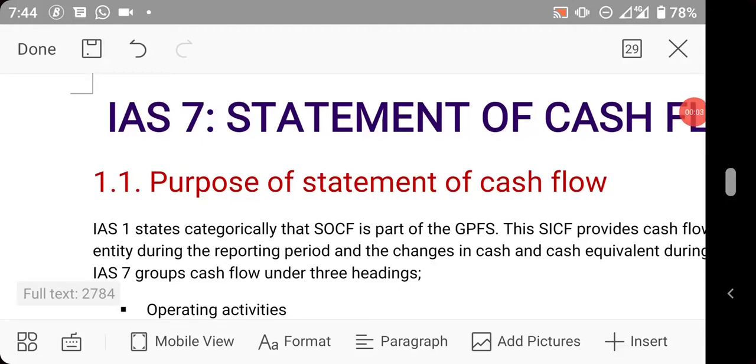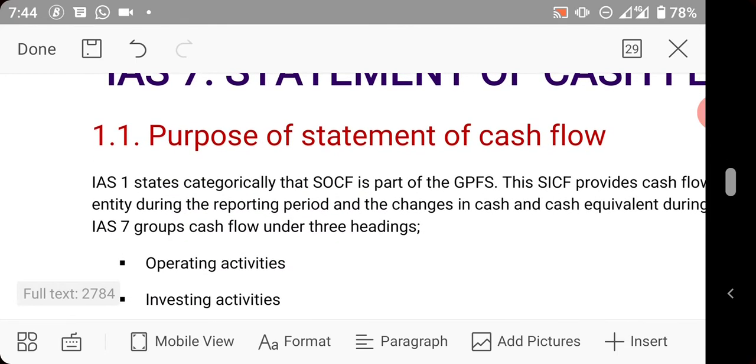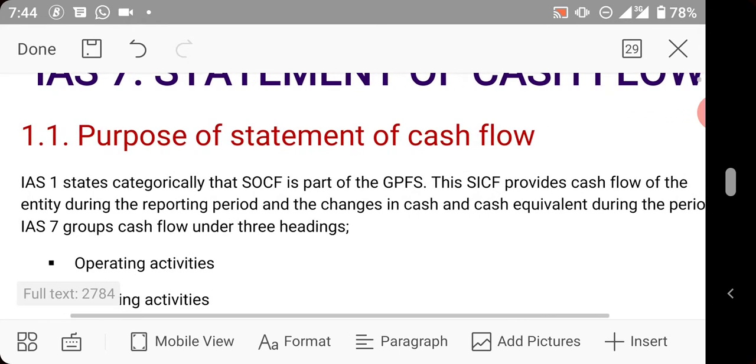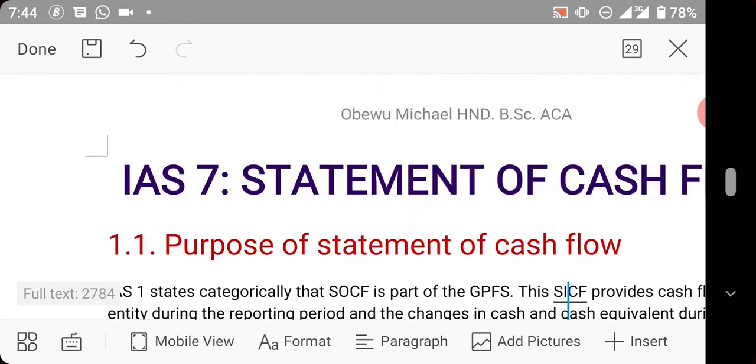Today we are going to look at IAS 7 statement of cash flow. The purpose of statement of cash flow is to ascertain the changes in cash flow. You understand? It is to ascertain the changes in cash flow, and the cash flow statement is part of the financial statements that an entity is expected to prepare.